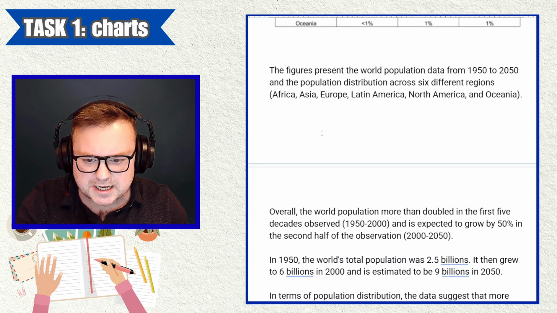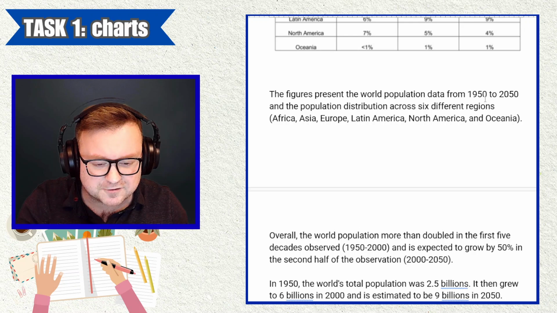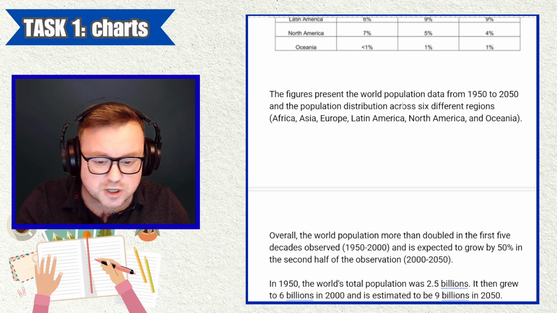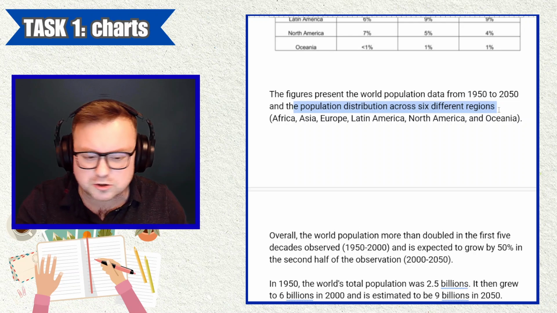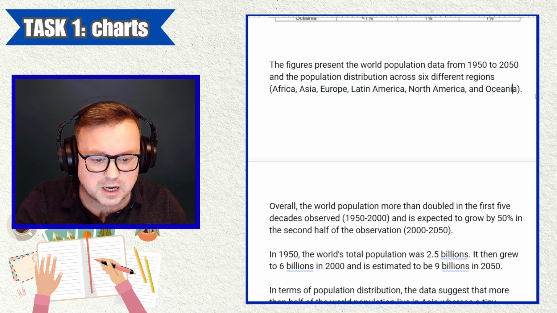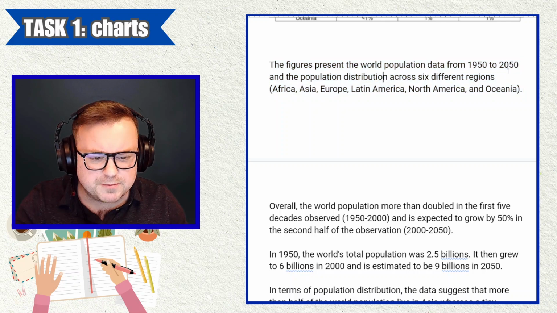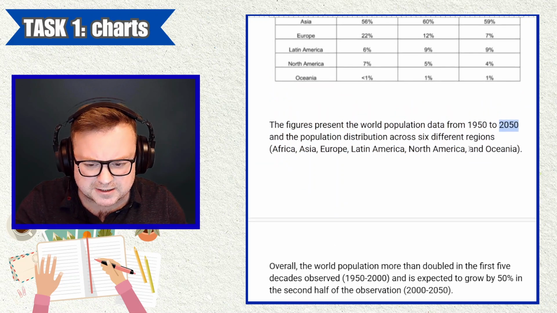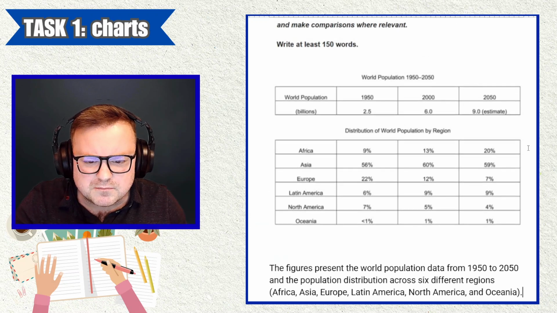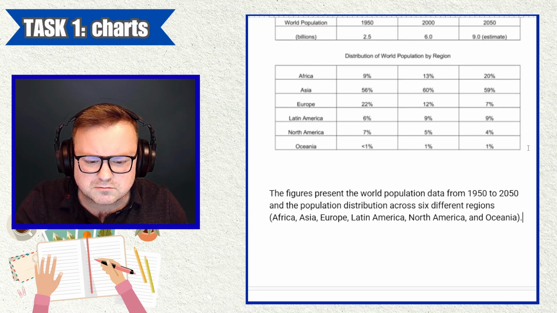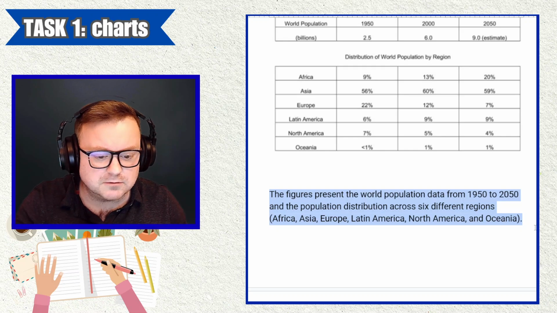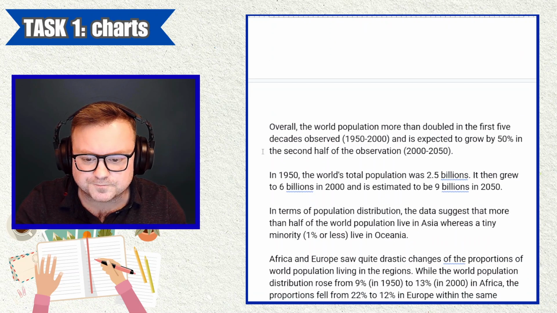Okay, so let's see what the candidate's actually written here. The figures present the world population data from 1950 to 2050. Cool, good. And the population distribution across 6 different regions. Oh, amazing. And then puts them in parentheses. Cool, absolutely fine, great. You might want to mention that the 2050 statistics are projected, that they're predictive, but it's not a big deal. Should be clear to the reader. Anything else? Not really. You don't need to mention that it's in the billions. Yeah, okay, great. As an opening, really top notch.